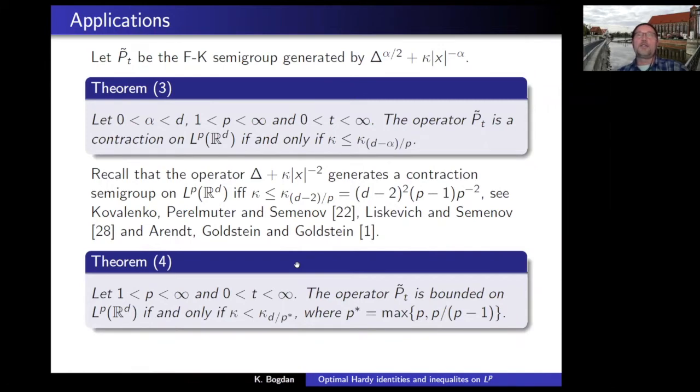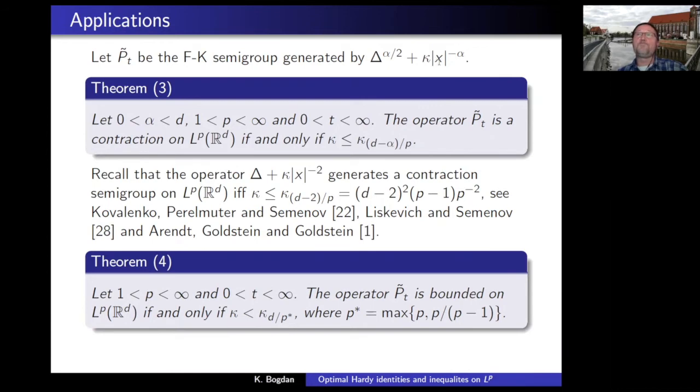To complete the picture in a sense, we should say something about the boundedness of this operator P tilde. So this operator is bounded on L^p if and only if kappa is less than kappa d over p star, where p star is the bigger of p and the conjugate exponent. So this is a less restrictive range of kappa. In a sense, we have fixed p here and ask about how large this kappa might be to still have a bounded semigroup on L^p, and that's the range.